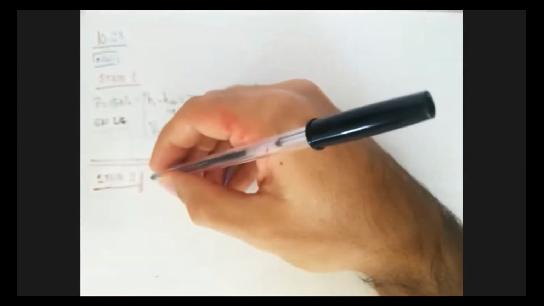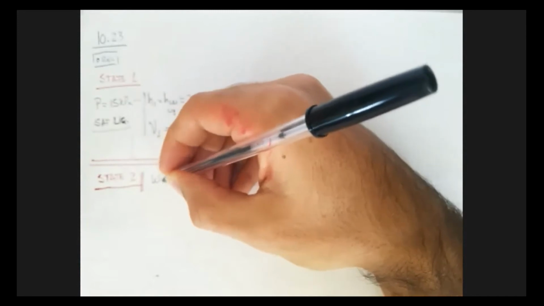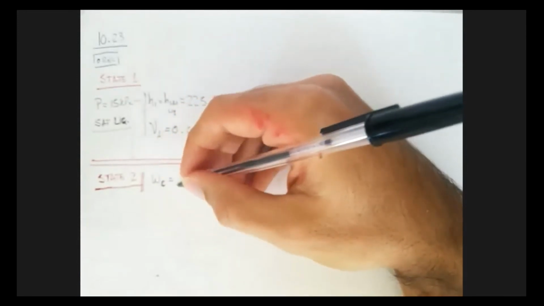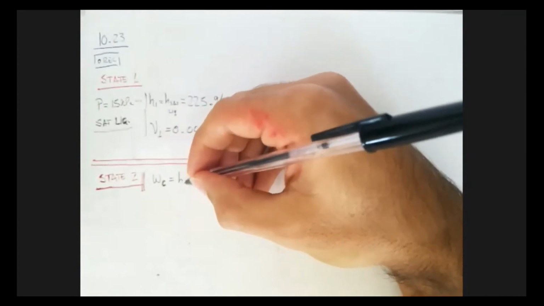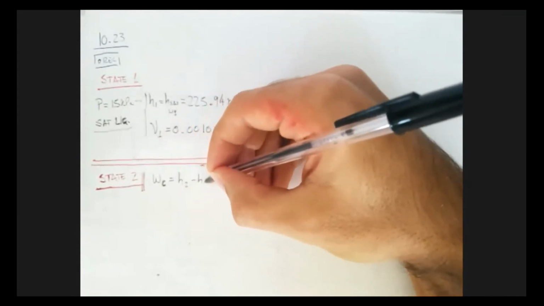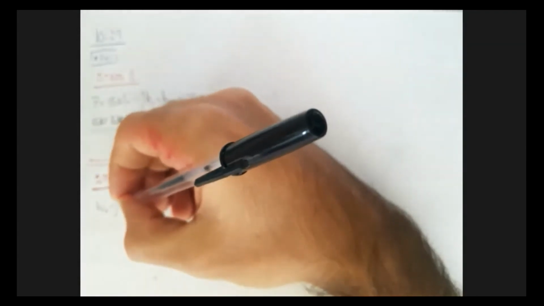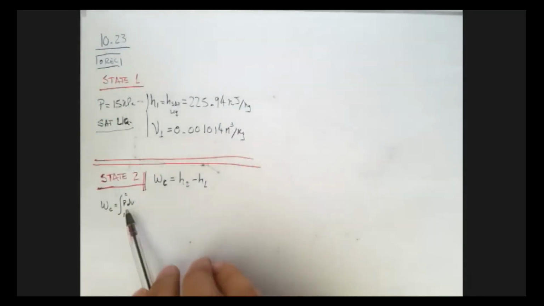What I'm going to do is calculate the work of the compressor, because there are two ways I can define it. It's going to be the difference between state 2 and state 1. But the work of the compressor is also, if you recall, the integral of PdV from 1 to 2. Now this dV is very, very small, because it's incompressible, but my pressure is changing as you go from 1 to 2.